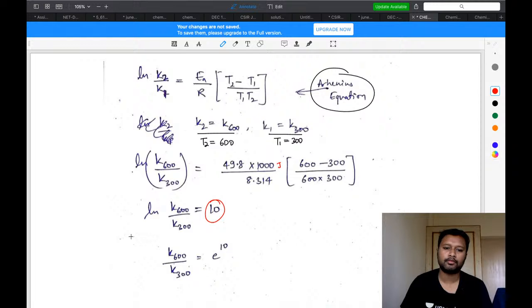So if this is so, let's say ln A is equal to x, so basically A becomes e to the power x.